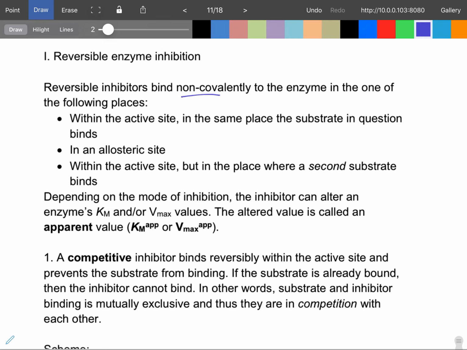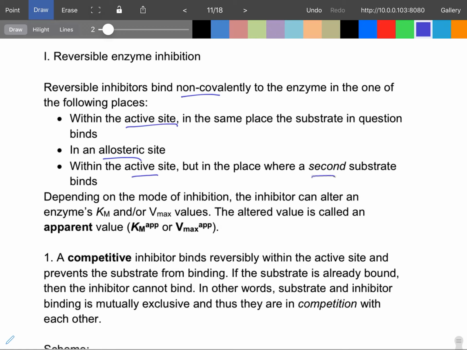And really, there are a few different flavors of inhibitors, and we can think about these a few different ways. I approach this a little differently than your book does, but we get to the same place. A particular inhibitor is going to bind in one of the following places. It can be within the active site, where it's going to bind in the exact same place as the substrate in question, so it's going to occupy that substrate's binding site. It could be in an allosteric site, so somewhere else. Another possibility is it actually binds within the active site, but not where the substrate we're looking at binds, but where the second substrate binds. And so we'll explore all of these things.